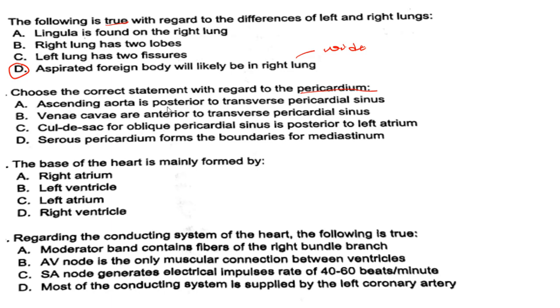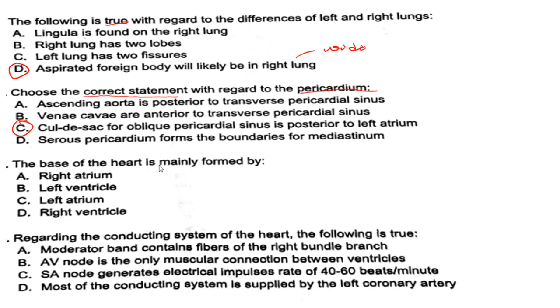A. Ascending aorta is posterior to the transverse pericardial sinus. B. Vena cava are anterior to the transverse pericardial sinus. C. Cul-de-sac for oblique pericardial is posterior to left atrium. D. Serous pericardium forms the boundary for mediastinum. So the correct statement according to the question is just C, which is the cul-de-sac for oblique pericardial sinus is posterior to the left atrium.